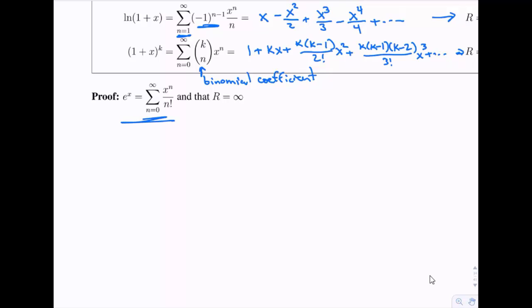That one can actually prove these things. You don't have to take my word for it. You don't have to memorize these things. So let's actually prove what I'm claiming here.